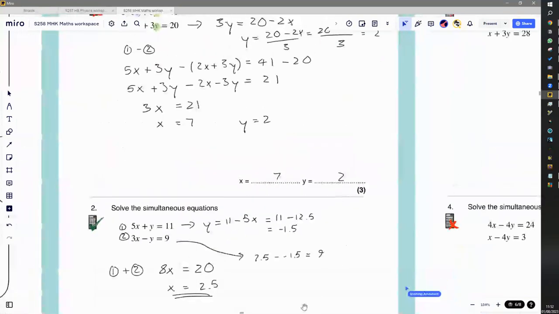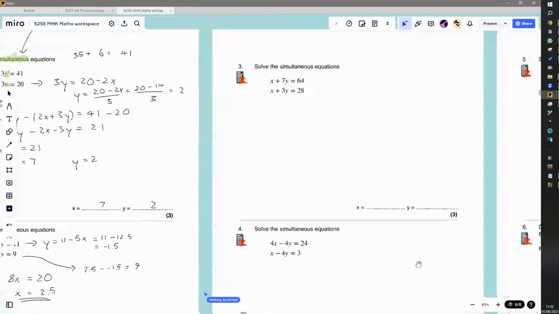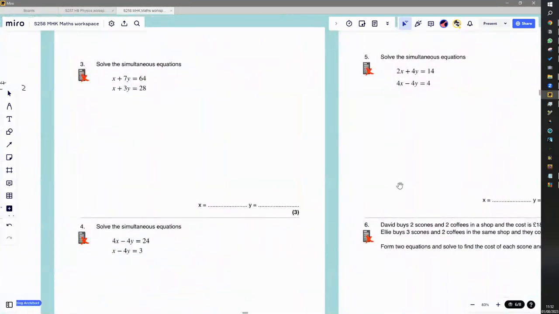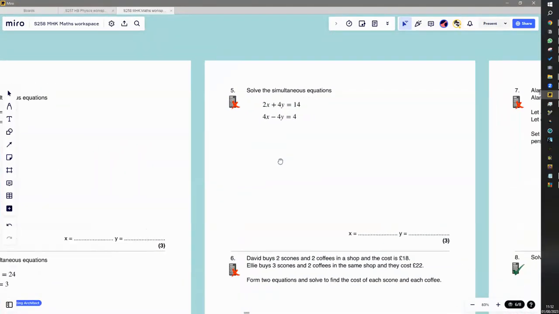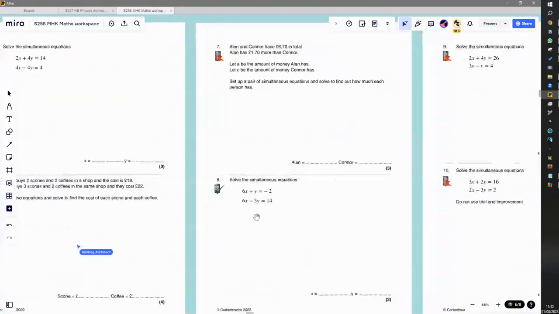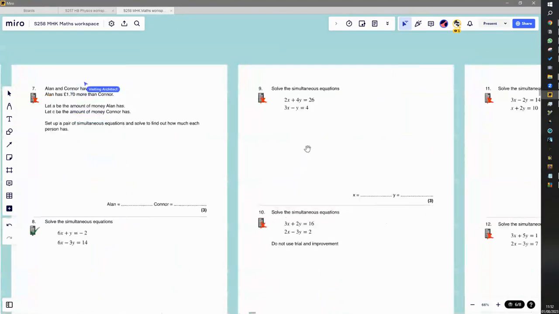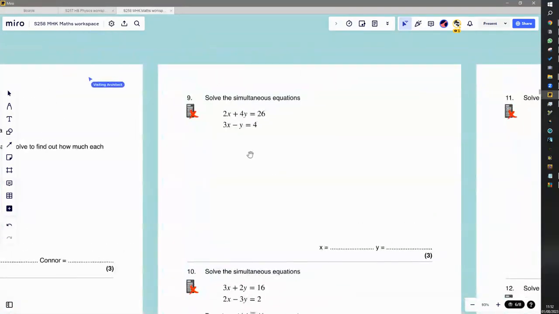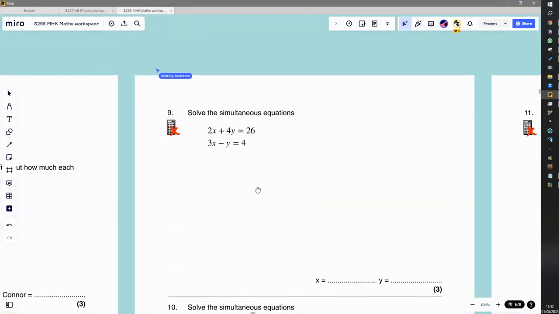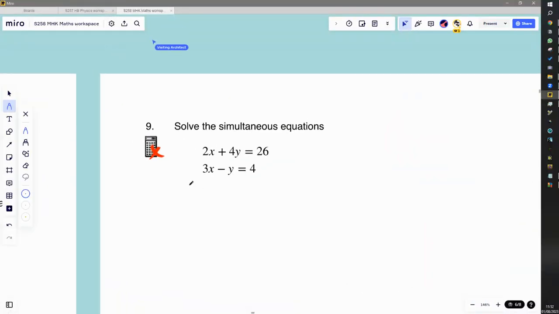So I'm going to show you one more type of example. We took them away and then we added them. We're going to do another type of question where it gets a little bit more complicated. We've got some wordy questions there, but we're not going to bother looking at those at the moment. What I'm interested in is this one. What would we do? What would be the process?